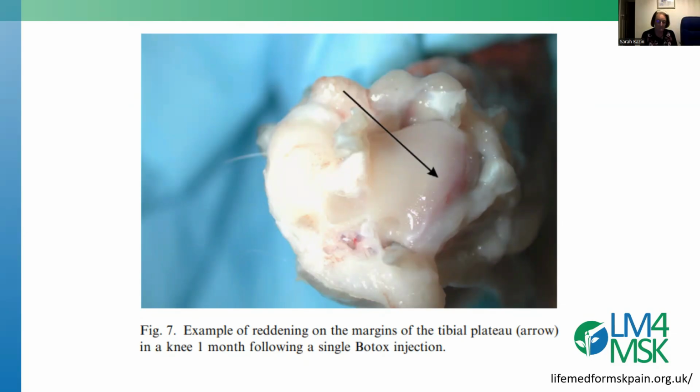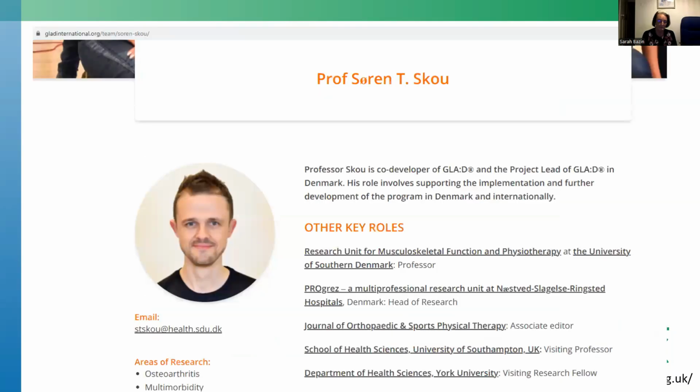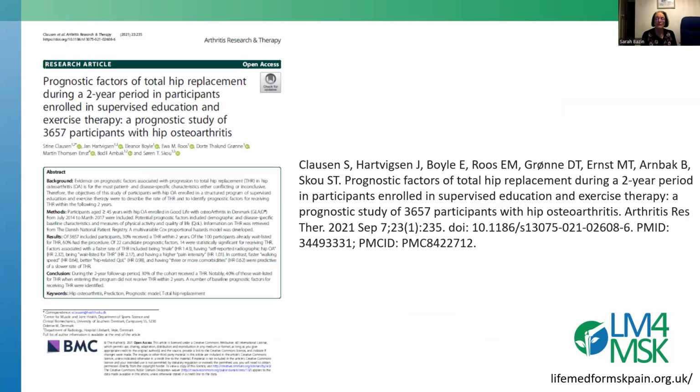So if one is able to keep up the strength of the muscle, it is likely that we can delay arthritis in that joint. And this is the work done by Professor Skoran Skov. He is in Denmark. He's done amazing work, and he has done a lot of work on exercises for hip and knee arthritis. And this is one of the research studies that they have published.